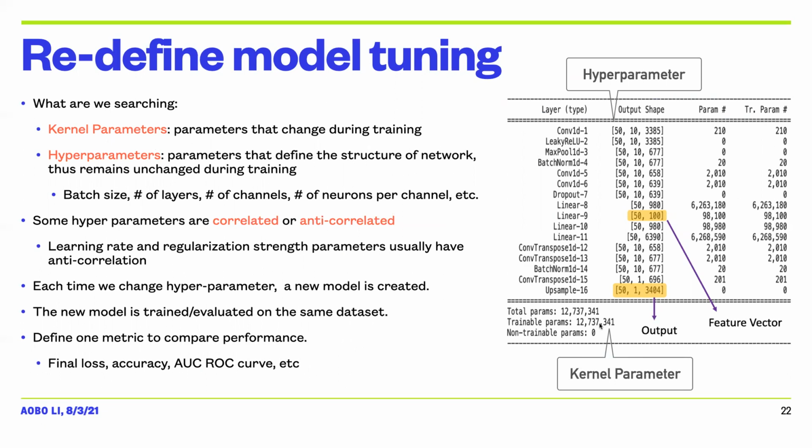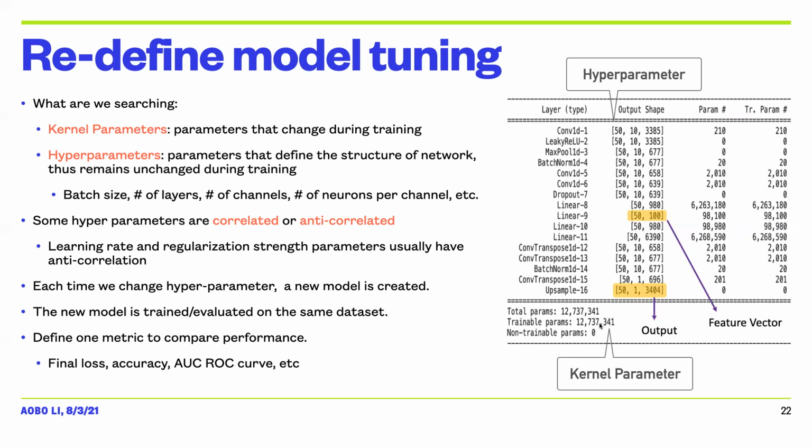The other type of parameters are called hyperparameters. Those are the parameters that define the structure of the network, and thus they remain unchanged during the training. For example, what's the batch size of the mini batch? How many layers does your neural network have? How many channels in your convolutional neural network? How many neurons per channel, etc. Those parameters never change during your training process, and that's why they are called hyperparameters.